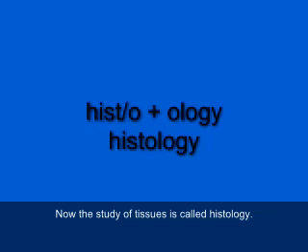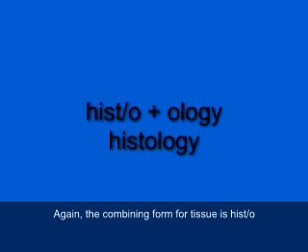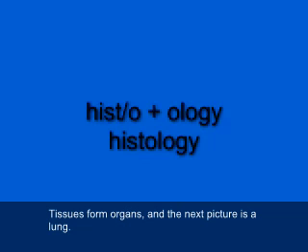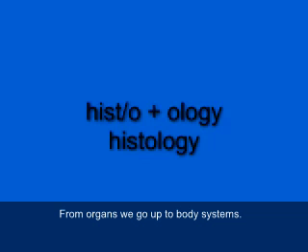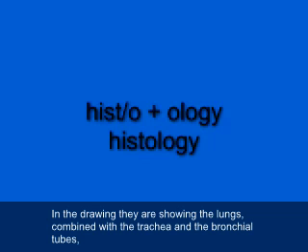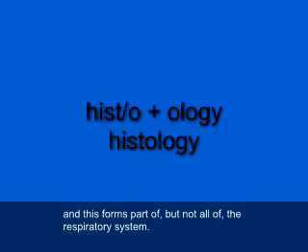histology, and again the combining form for tissue is histo, H-I-S-T-O. Tissues form organs, and the next picture is a lung. Organs perform particular functions in the body. From organs we go up to body systems. In the drawing they're showing the lungs combined with the trachea and the bronchial tubes, and this forms part of, but not all of, the respiratory system.